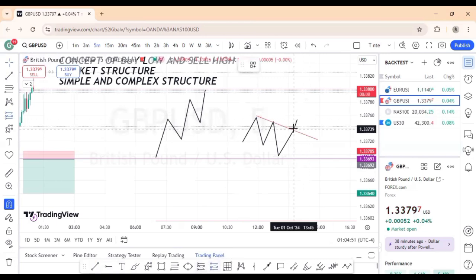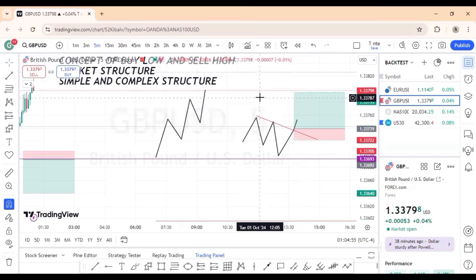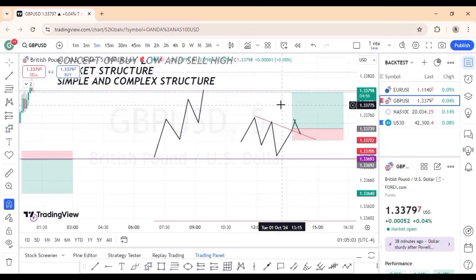They will put their buy limits here, and they'll be like, break and retest. Right, so this is the issue I have with break and retest. Break and retest does not really give you the opportunity to buy low and sell high, because now you're buying at a high price, right? You say you are buying here.